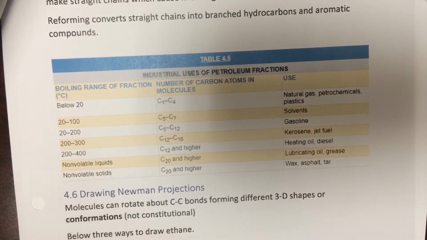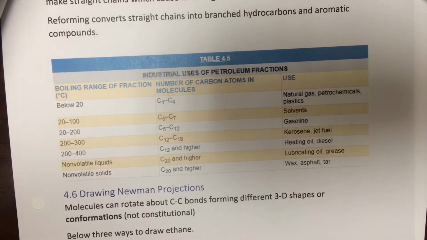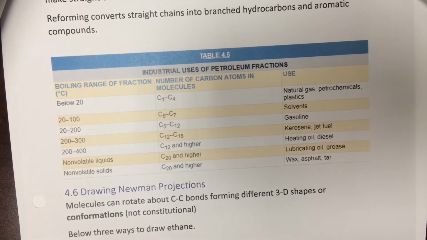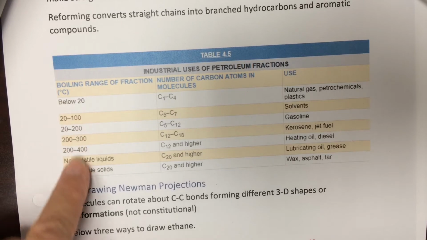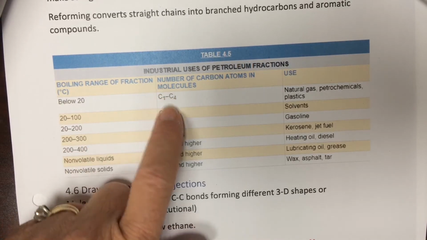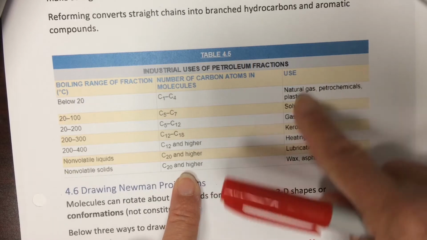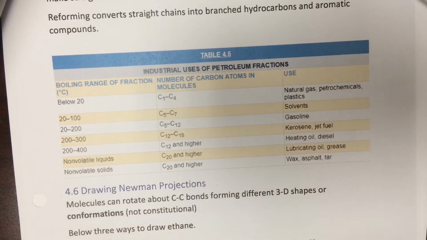This tends to make straight chains, which causes knocking. And so the compounds are then reformed into branched hydrocarbons and aromatics. So these are the different compounds and the number of carbons. And you can see all the different natural products that can be made from the petroleum fractions.